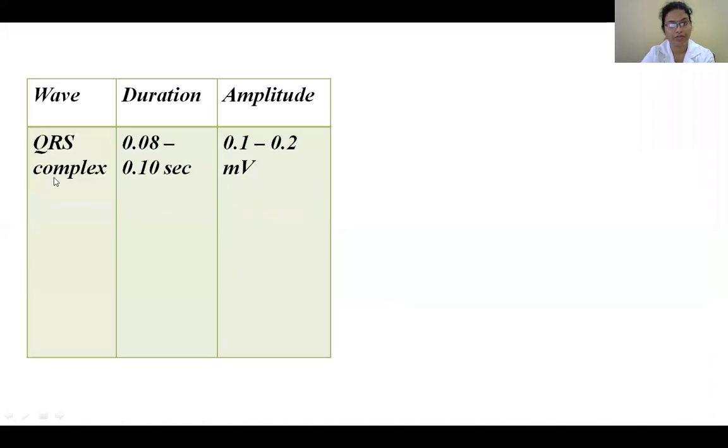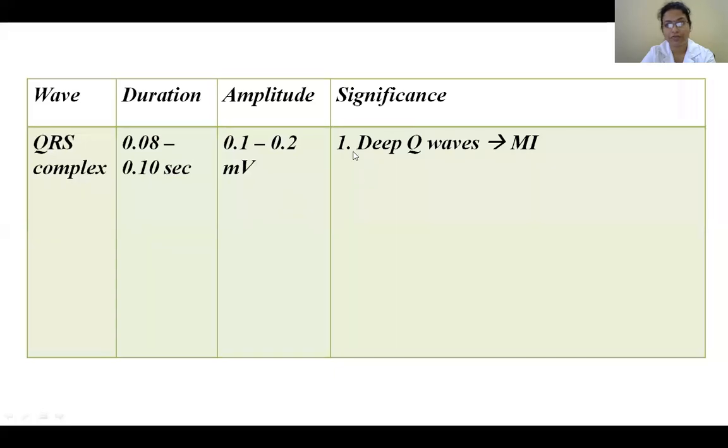Coming to the QRS complex, the duration is 0.08 to 0.1 second, whereas amplitude is from 0.1 to 0.2 millivolts. The reason for the QRS complex is ventricular depolarization. Whenever you see deep Q waves, you can suspect myocardial infarction. When tall R waves are seen, you can suspect ventricular hypertrophy.